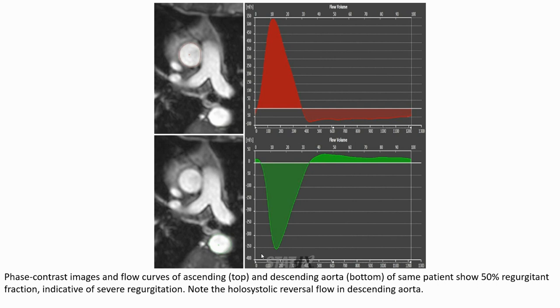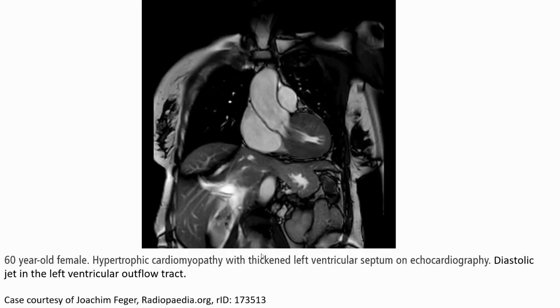Fast contrast image and flow curve of the ascending and descending aorta of the patient show a 50% regurgitant fraction, indicative of severe regurgitation, and holodiastolic reversal flow in the descending aorta. Case of a 60-year-old female: MRI shows a diastolic jet in the left ventricle outflow tract.